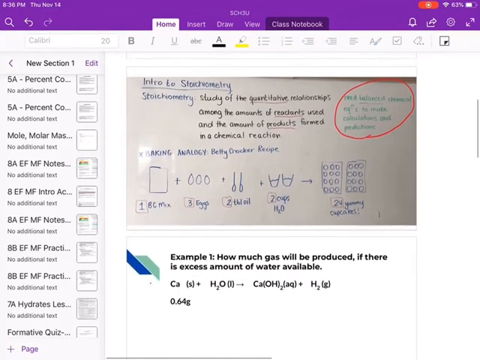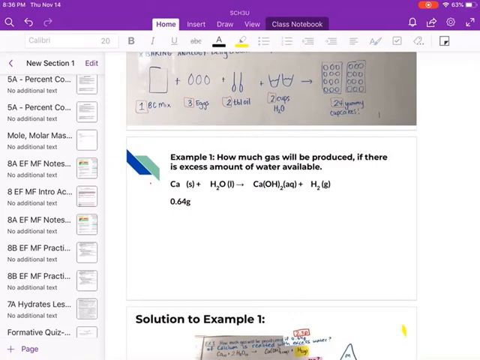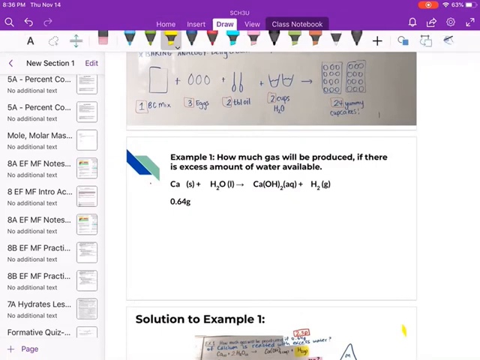For this first question, example 1: how much gas will be produced if there is an excess amount of water available? Right now we have a mass of 0.64 grams of calcium, and we want to know how much gas is produced. We don't know how many grams of H2 is possibly produced. So what we can do is use our idea of the moles and use the mole-to-mole ratios that our balanced chemical equation gives us to find the amount of gas that is formed.